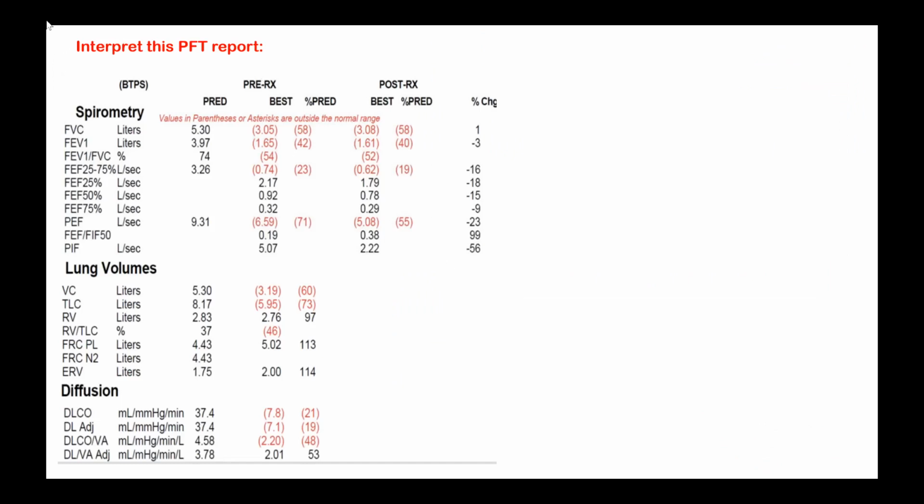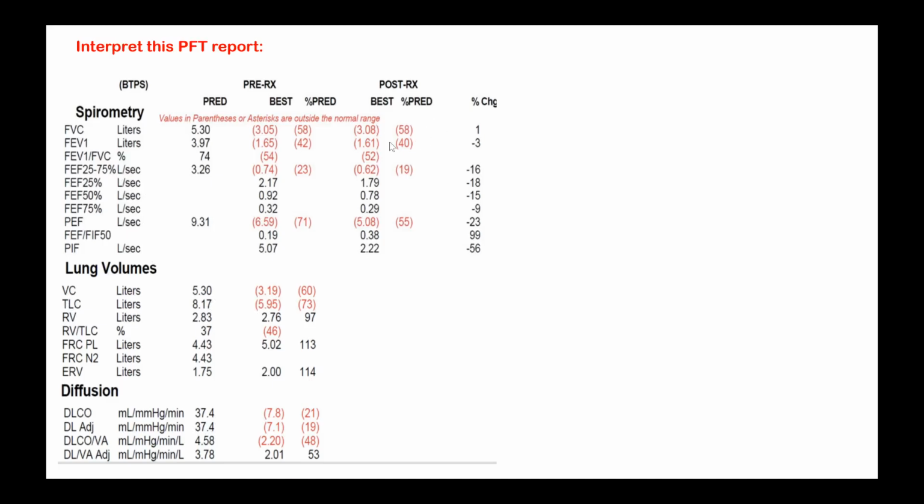Now this is another case scenario. Interpret this PFT. The FVC predicted is 5.30, but the actual best is only 3.05, 58% of the predicted value. FEV1 predicted is 3.9, that is also low, 1.65. The ratio is also low, and the mid airflow too. In lung volumes, vital capacity is low, total lung capacity is also low, residual volume marginally low, and diffusion capacity is also very grossly low.